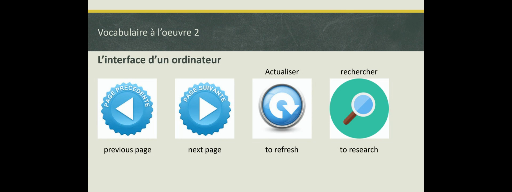Our next word is rechercher. This one should be pretty easy to figure out. It looks kind of like the word in English, rechercher, to research. We also talked about that word when we learned Vocabulaire 1. We talked about le CDI, the Centre de Documentation et d'Information, the Document and Information Center. When we talked about that, we talked about rechercher.